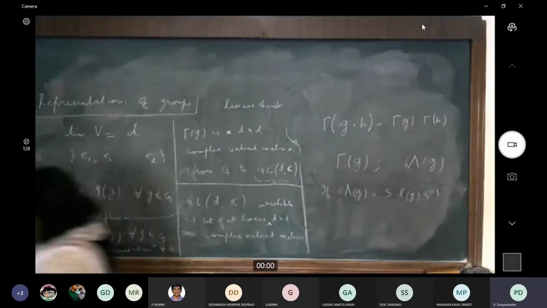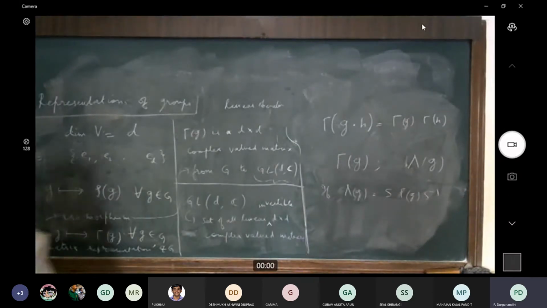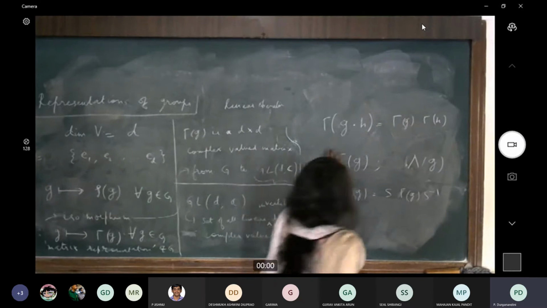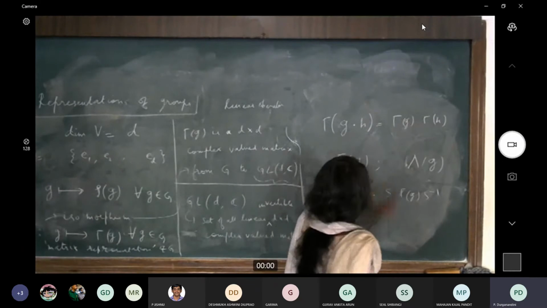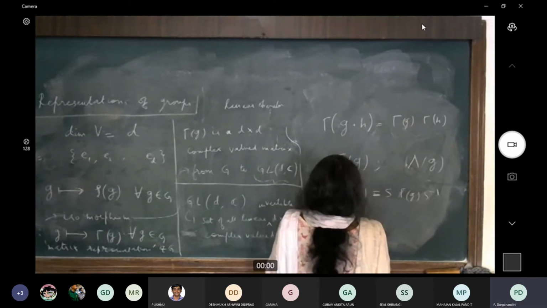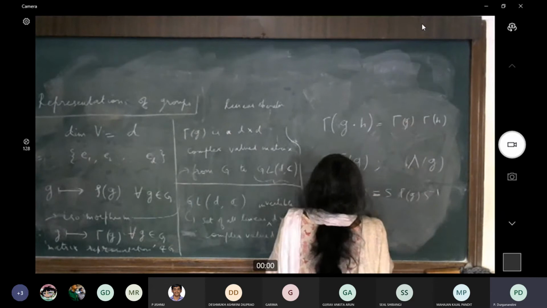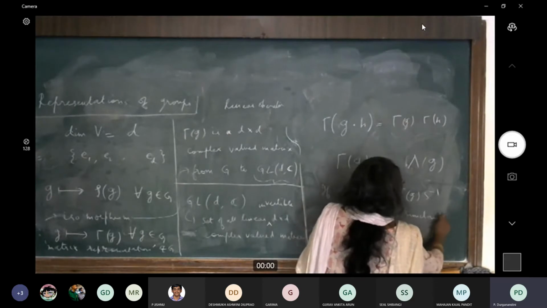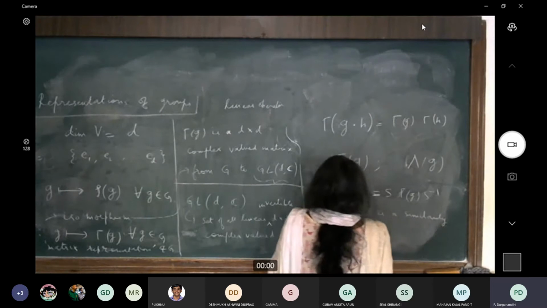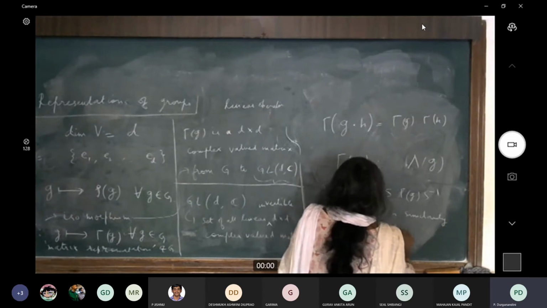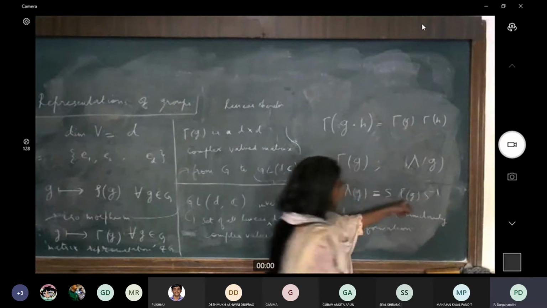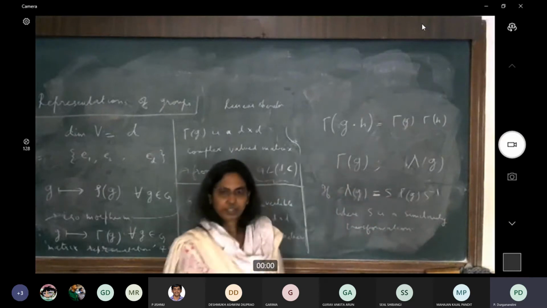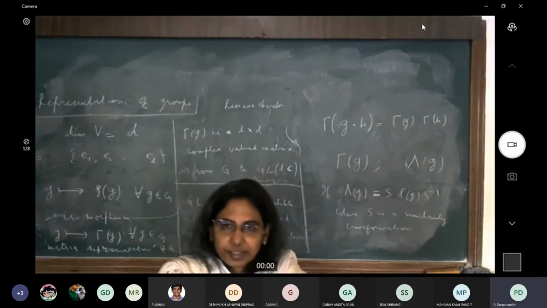Where S is a similarity transformation. So if I can relate gamma G and lambda G, if there is a relation between them, where this S is a similarity transformation, then what this means is that these two are actually equivalent representations. Why are they equivalent?